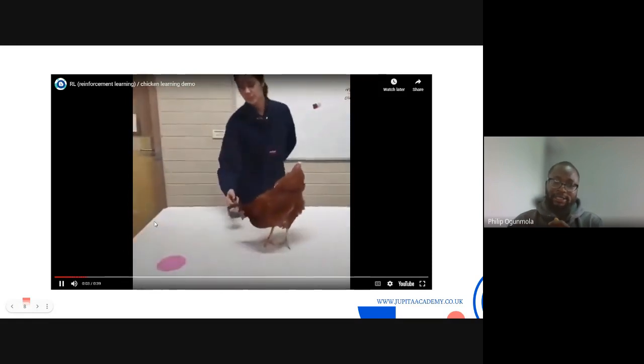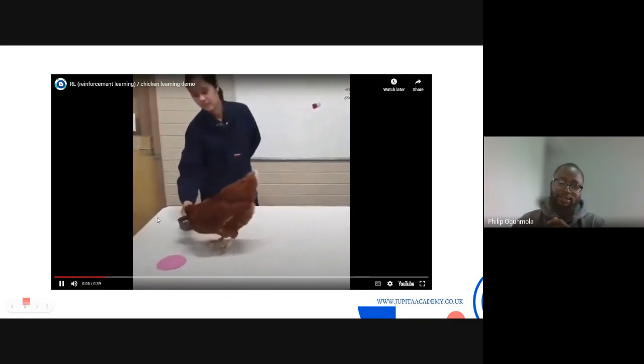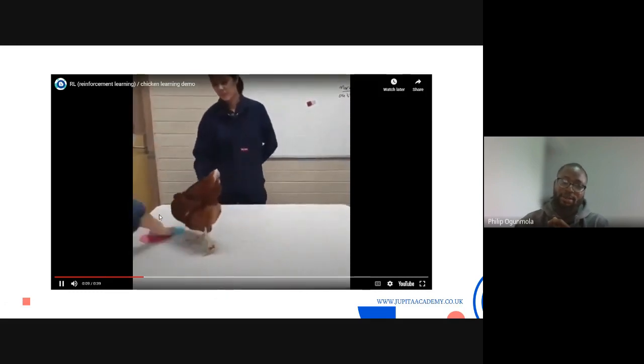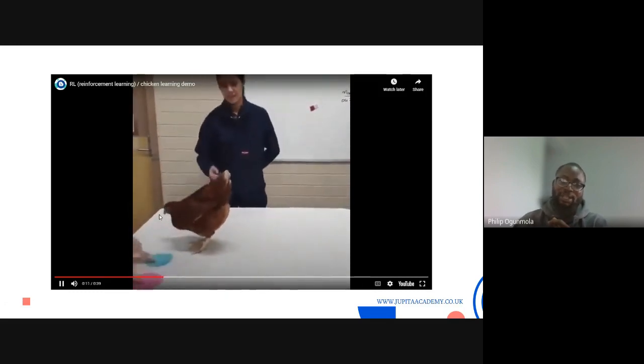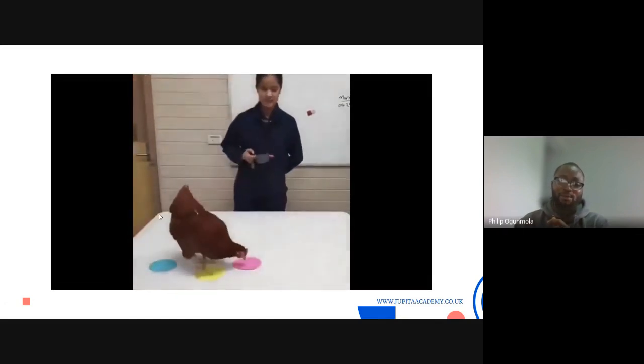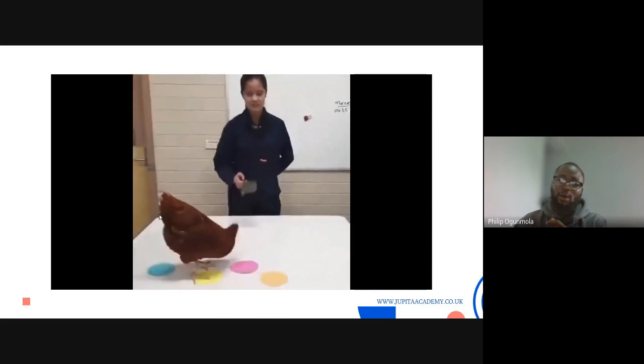So he pecks on it, gets a reward, pecks on it again, gets a reward, alter the environment, gets a reward, alter it, gets a reward for getting it right, alter it, gets a reward. So even the chicken understands that by the time he gets it right, he gets a reward. So this is what we call reinforcement machine learning, and that's how God trains us.